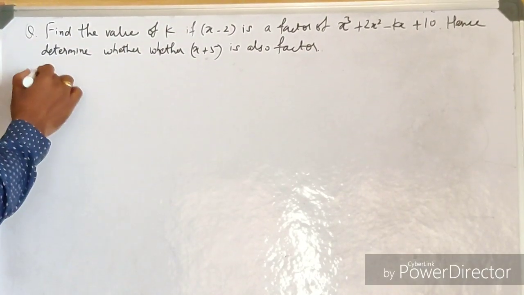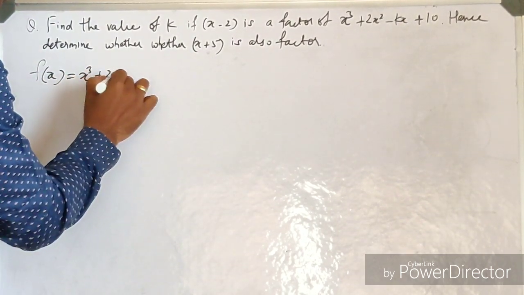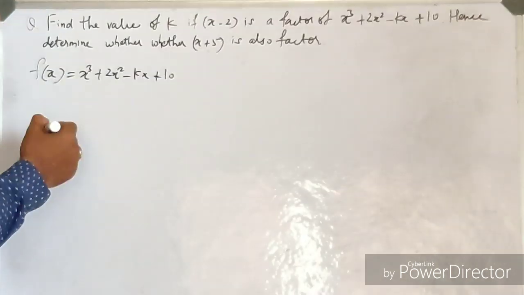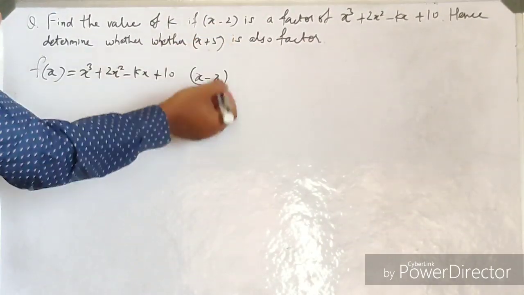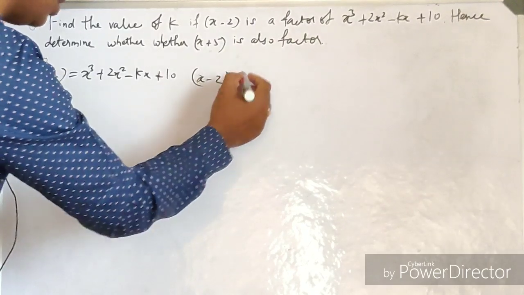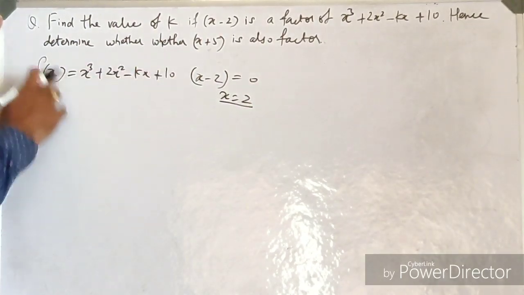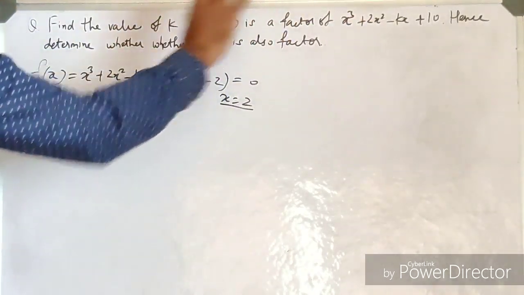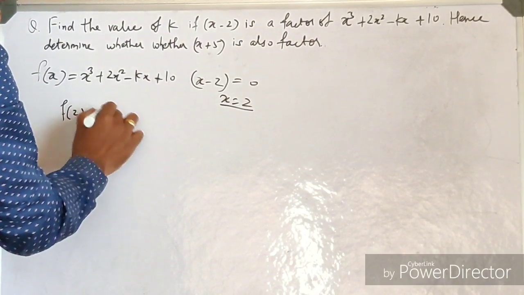That means we have the polynomial. Let's write down the data. f of x is x cube plus 2x square minus kx plus 10. Now we need to divide with x minus 2. The question says that x minus 2 is a factor of this, so as per the remainder theorem, when we equate x minus 2 to 0, we get x equal to 2. That means when you substitute the value of 2 in this polynomial, the remainder should come as 0. So the statement of this problem maps to f of 2 should be equal to 0.